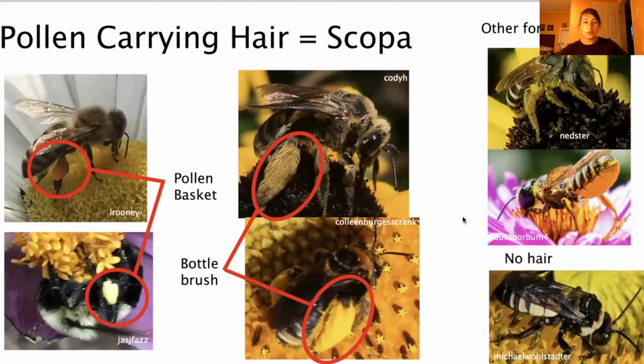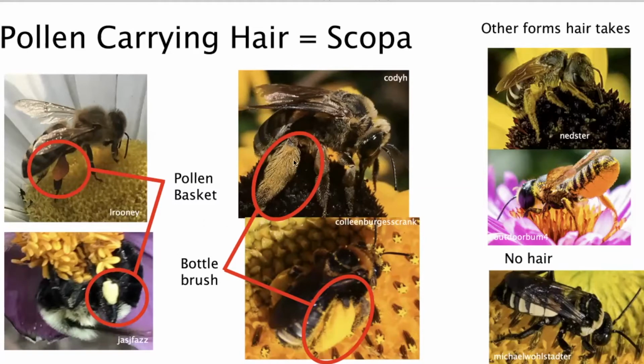Okay, the other thing, the 2 main things you need to know for today that are helpful, are the pollen carrying hairs, which are called scopa. For bumblebees and honeybees, they're the only ones that have these things called pollen baskets, which shoves all the pollen into this little dense structure called a corbiculate or a pollen basket. And if you see it looks like gum that's stuck to the side of their leg, if you see that, then you know that it is a bumblebee or honeybee.